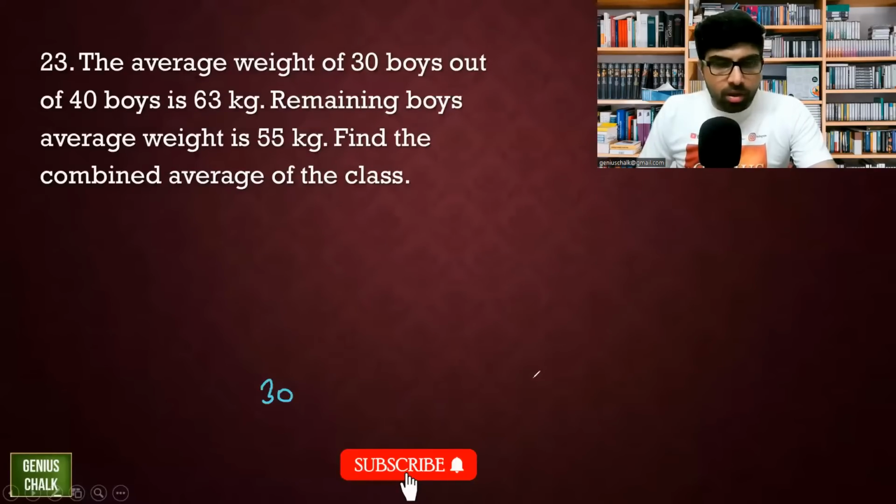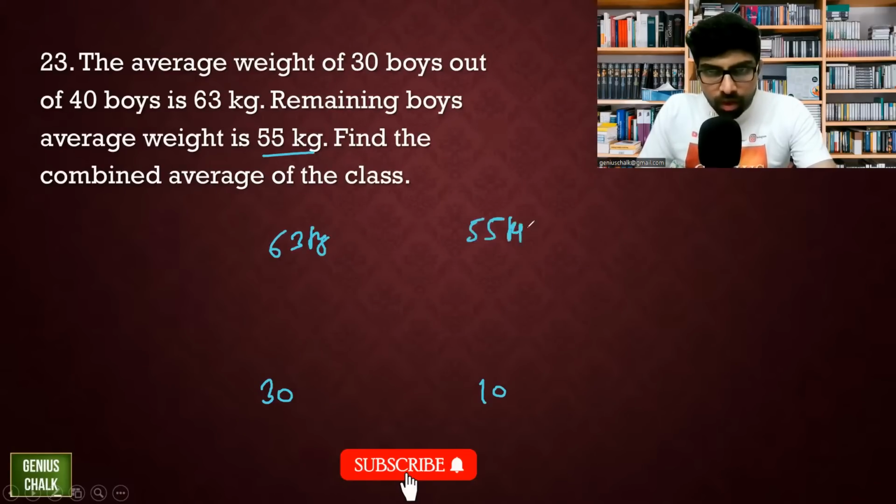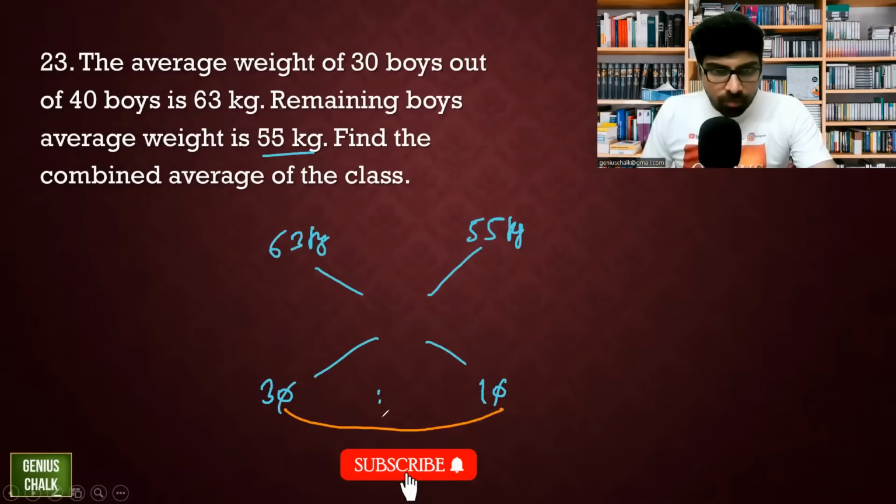And remaining is 10 boys. Then the remaining average weight of 30 boys out of 40 is 63 kg. Remaining boys' average weight is 55 kg. Overall, we need to find it. Write the ratio of the number of boys, 3:1. And what is the difference? Sorry, the sum. The sum here is 4 units. What is the difference here? The difference here is 8.